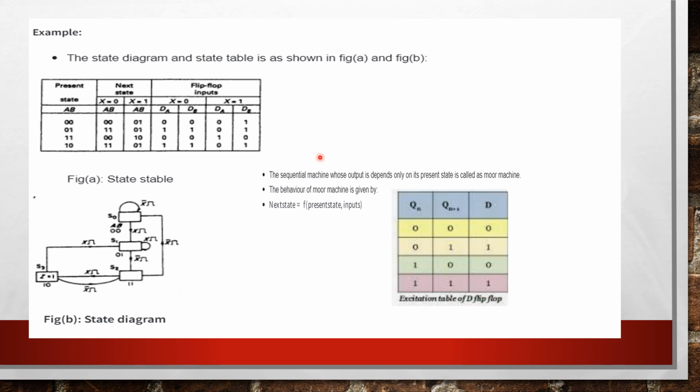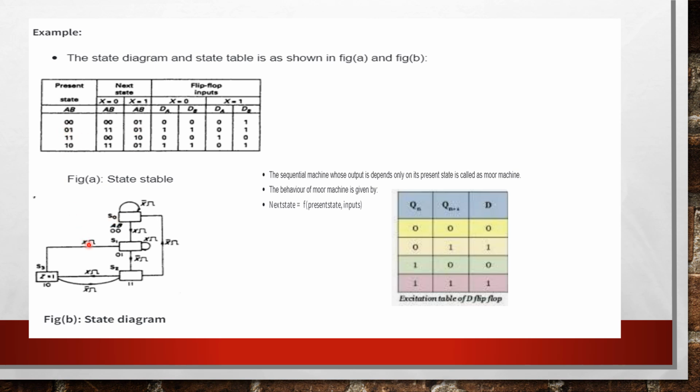So in the Moore model, what is the characteristic? The sequential machine whose output depends only on its present state is called a Moore machine. Here the output depends only on the present state. It can be related as the next state is a function of the present state and input. The behavior of the Moore machine is given by these statements.